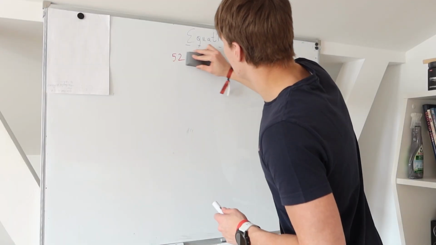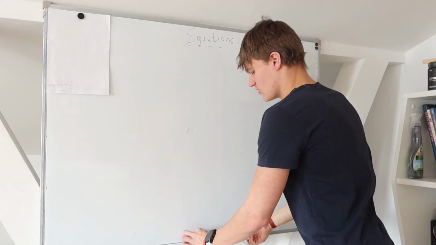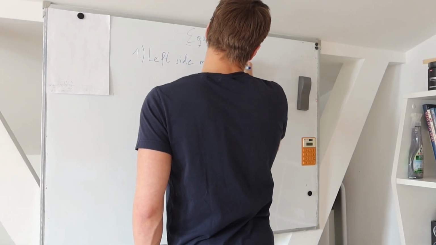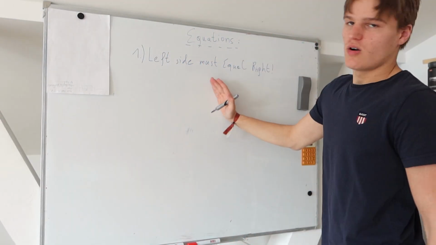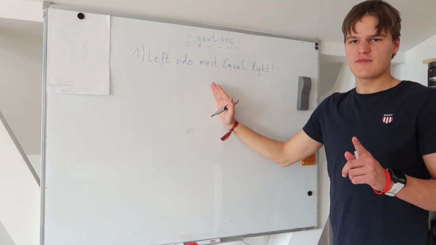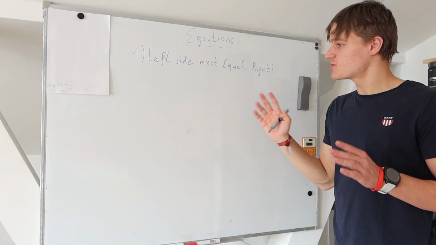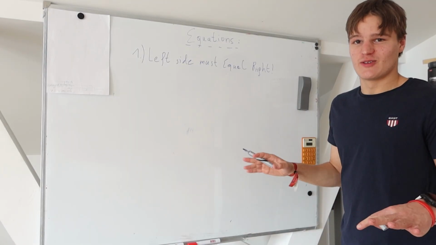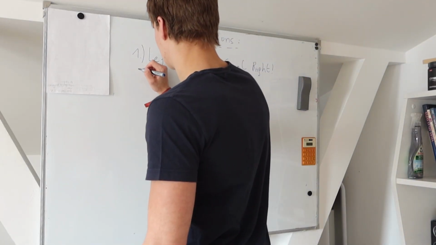Alright, let's now write down some rules for equations. Rule number one, the left side must be equal to the right side. If this rule is not fulfilled, you did something wrong. Rule number two.